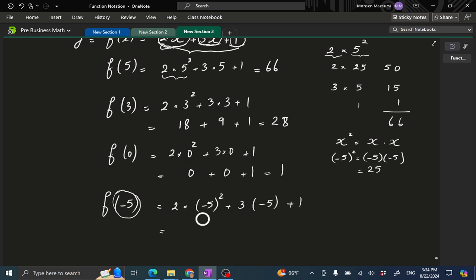So this is as before, 2 times 25, so that becomes 50. Here, the minus sticks, it doesn't evaporate like over here. So it's minus 15, and then plus 1. So 50 minus 15 is 35, and plus 1 is 36.